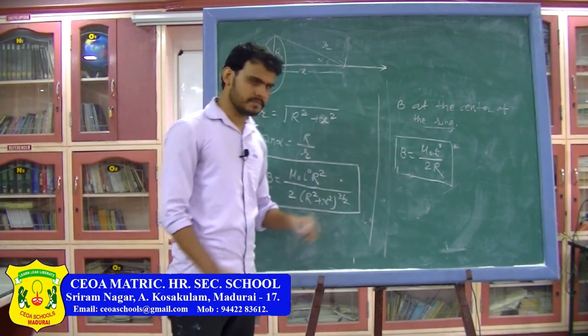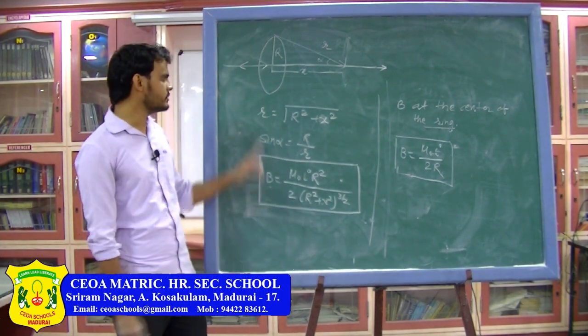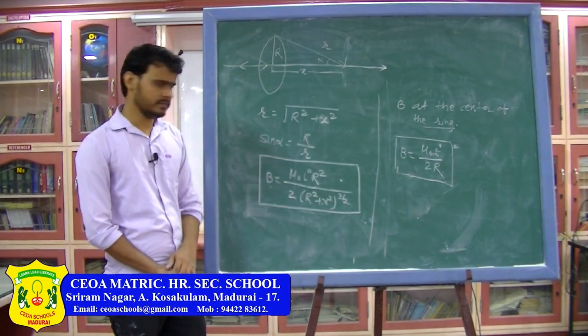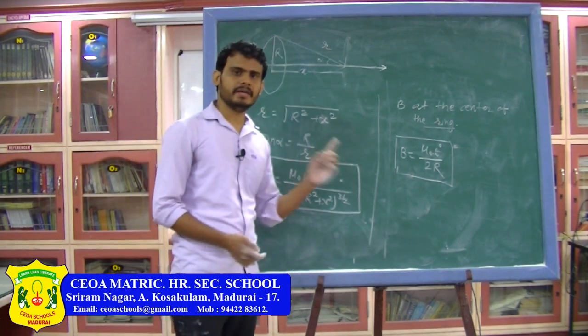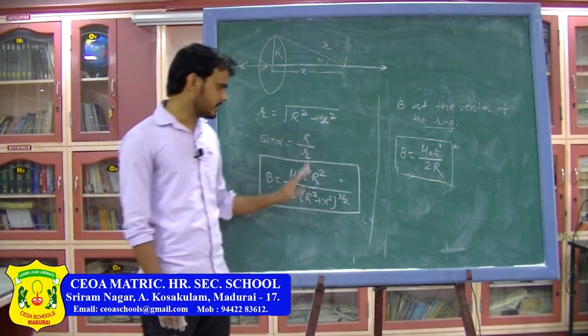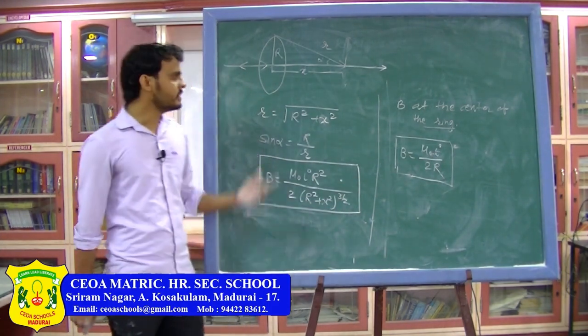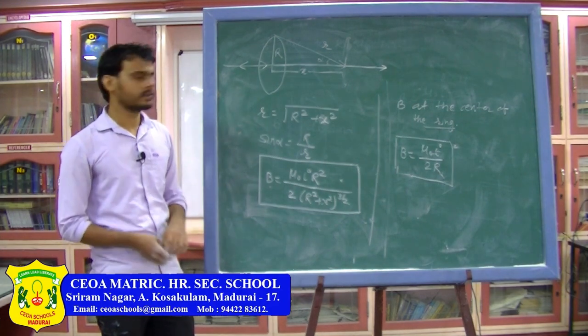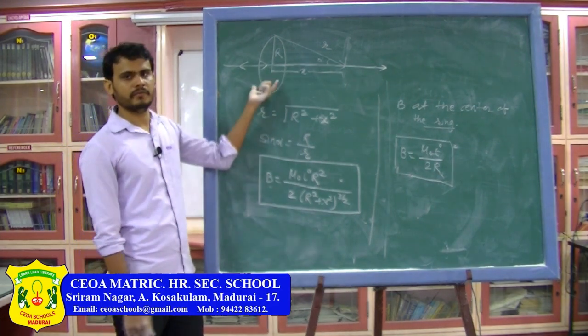In tomorrow's class, we are going to practice problems based on the magnetic field due to a straight wire, then magnetic field due to a ring, and magnetic field due to a circular arc. We will do it in the next class. For the time being, you just remember the formulas and try to practice the direction for a straight wire. For a ring, I will again explain how to find the direction.